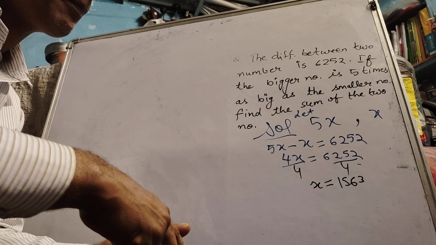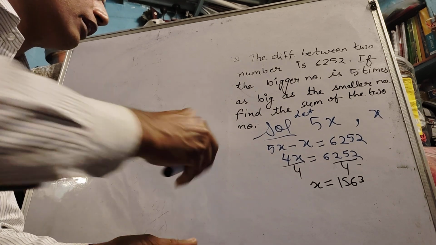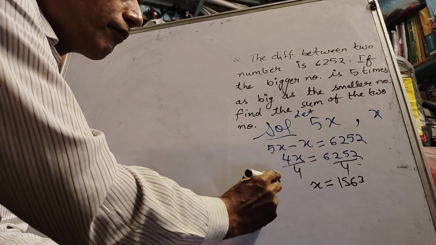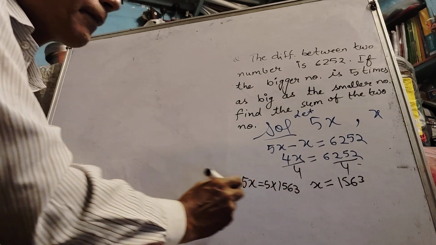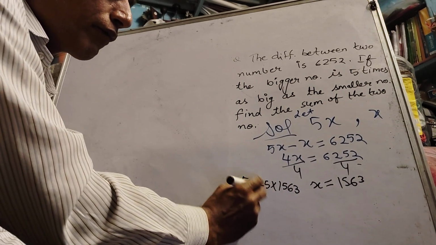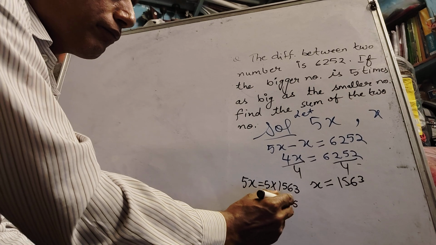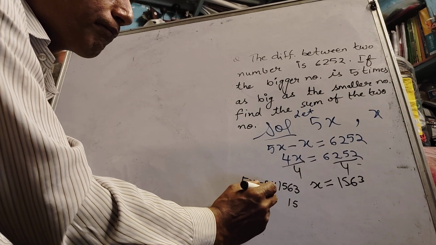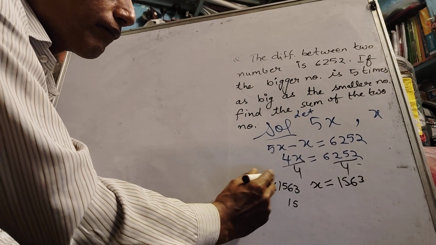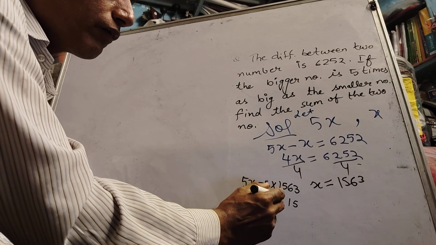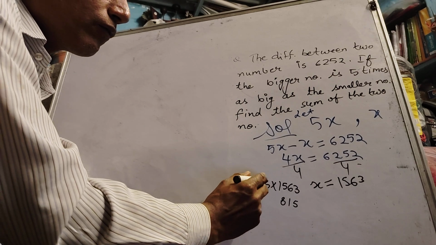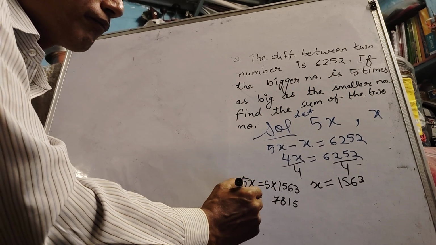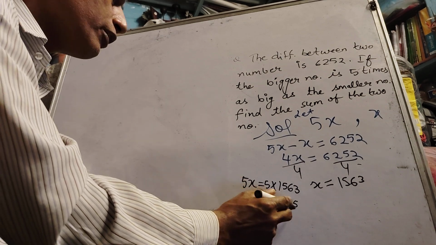Then we have to multiply that by 5, so the larger number is 5 times this number. 5 times 3 is 15, 5 at the end, 1 carried forward. Then 5 times 6 is 30, plus 1 is 31, 1 carried forward. Then 5 times 5 is 25, plus 3 is 28, 8, 2 carried forward. Then 5 times 1 is 5, plus 2 is 7. So this is the second number, 7815.